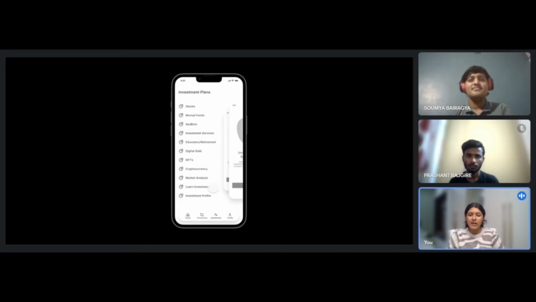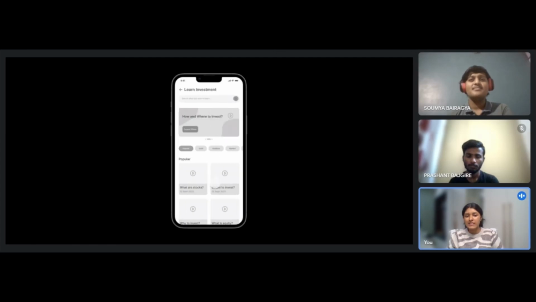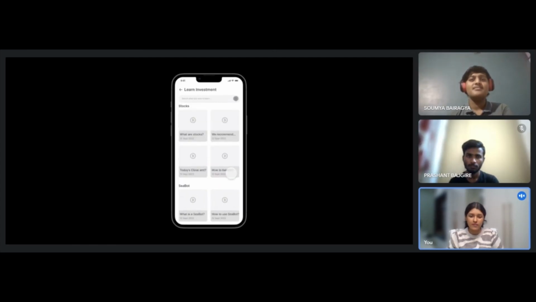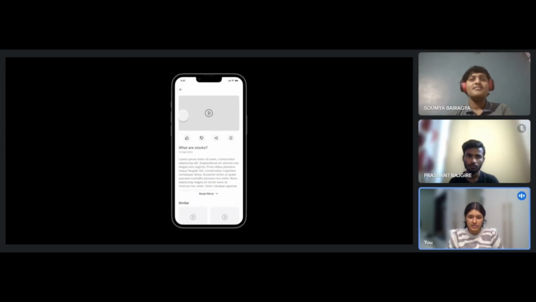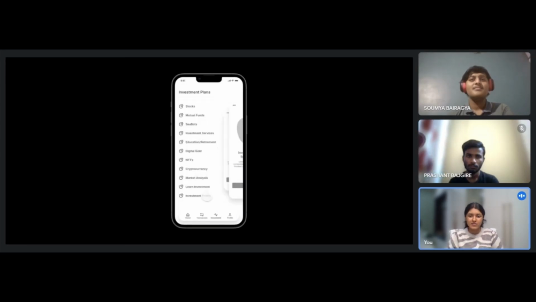Next is market analysis, wherein day-to-day updates of the market is given. Then learn investment, wherein basic knowledge about the investment things are given to the user. And finally, a user profile, wherein all the history of the user is given. Yeah. So this is all about our product.